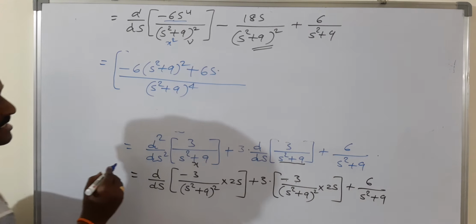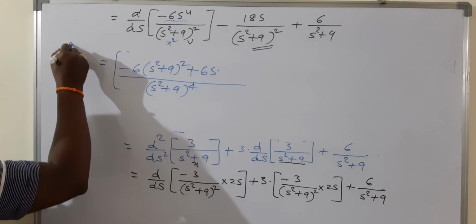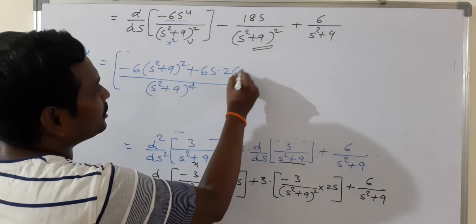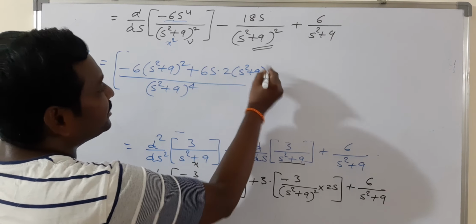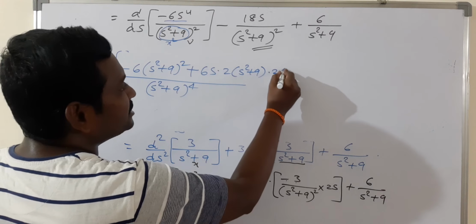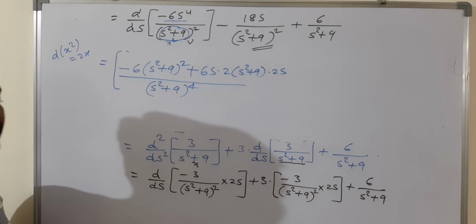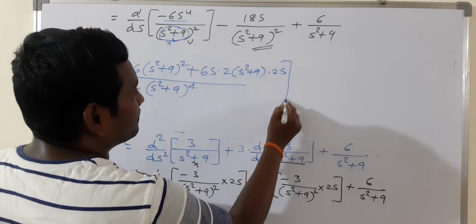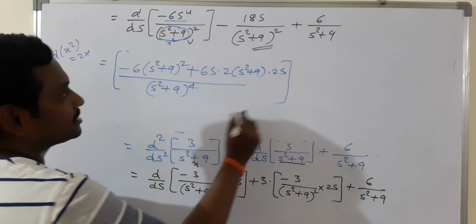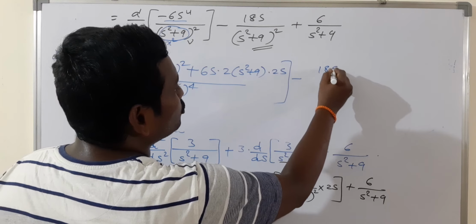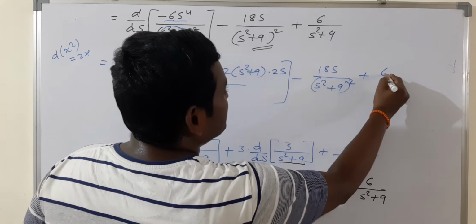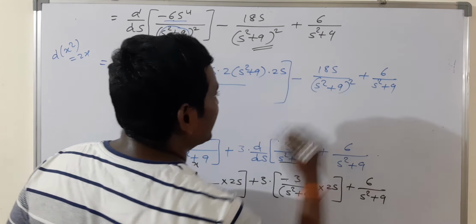It is in the form of x square. Everybody knows that the derivative of x square is 2x. That's why it becomes 2 into (s square plus 9) into the internal derivative for s square plus 9, which is 2s. Very, very important. The derivative for 9 is already 0, so 2s plus 0 is 2s. Minus, the last two parts are similar parts, (s square plus 9) whole square plus 6 by s square plus 9.